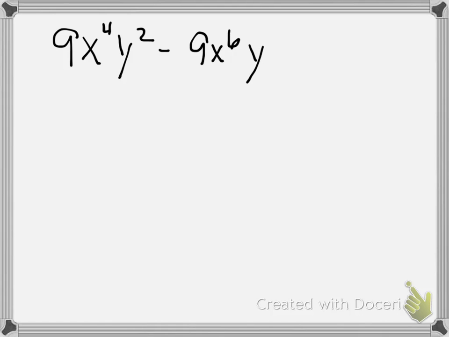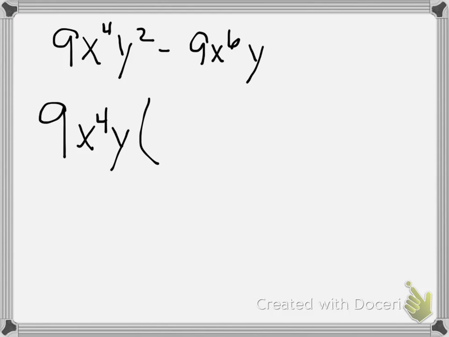So let's try another one. We have 9x to the 4th y squared minus 9x to the 6th y, and we need to factor this out completely. So we notice that both of them have 9 in common, so we'll take out the 9. They both have at least an x to the 4th. Remember, we take the variable and take the smallest exponent, so in this case we have x to the 4th. And then we look at y squared and y, and we see that they both have the y.